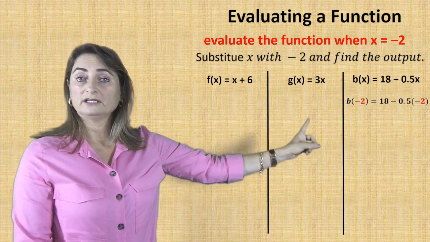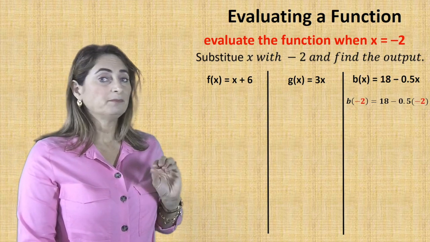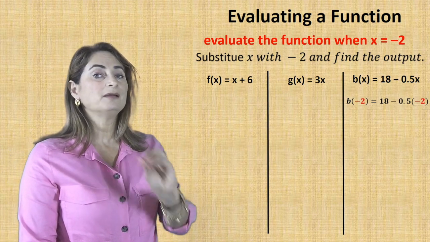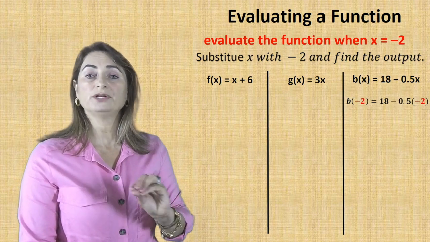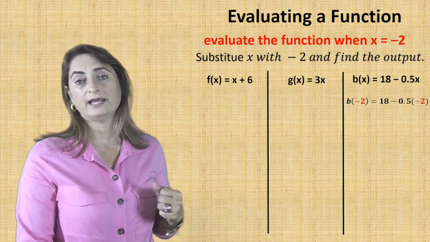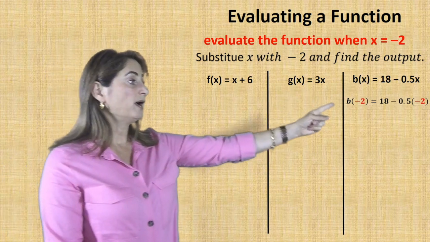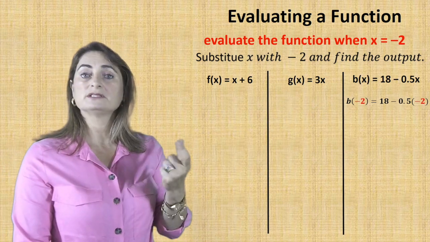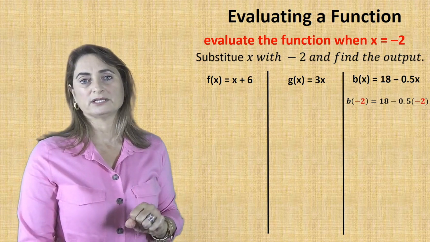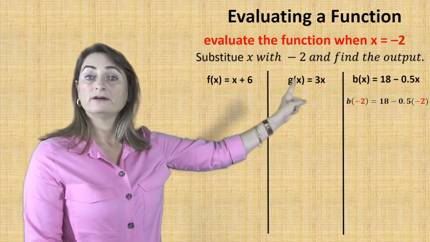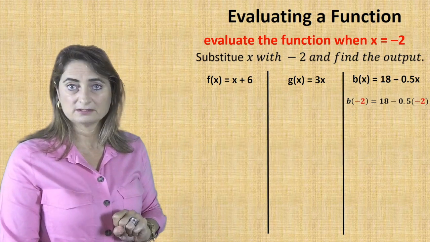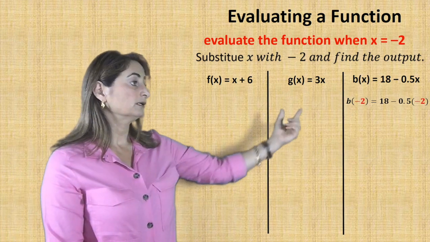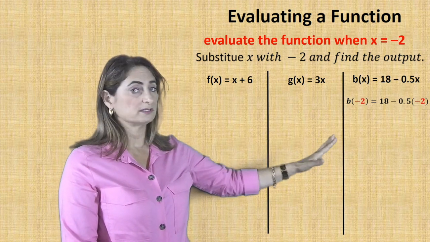The b of -2, that's not multiplication. I'm not trying to multiply b times -2. I'm just naming what the function is or the output is when the input is -2. But when you have 0.5 times in parentheses -2, that's multiplication. So remember, the naming of the function is different than multiplying when you use parentheses. So now keep b of -2 because we're not multiplying.